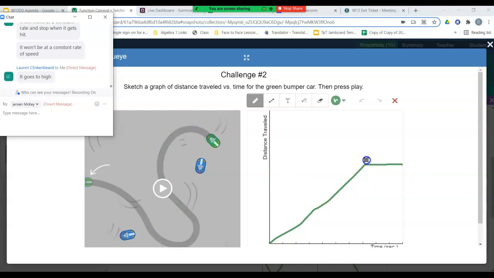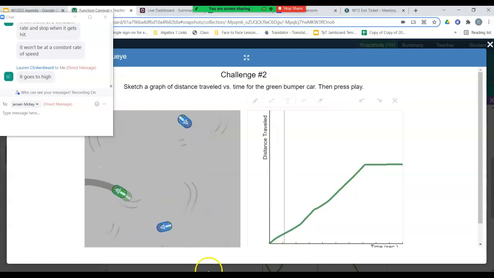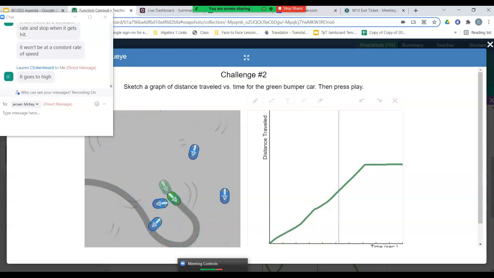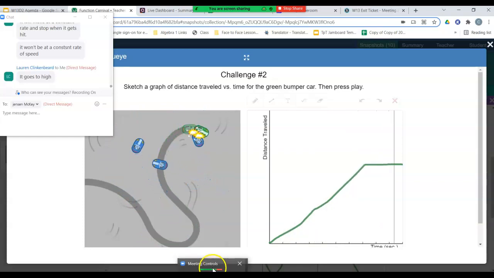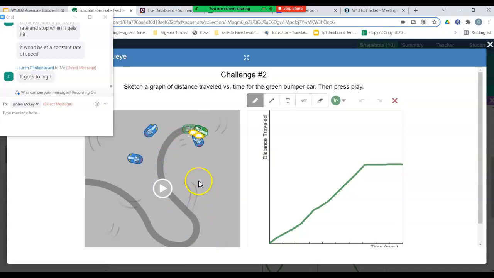So this is where the crash happens, right? So the crash is going to stop too far. Let's see. Oh, a little slow. Oh, that's pretty good. It's pretty good. Maybe just a little too high.